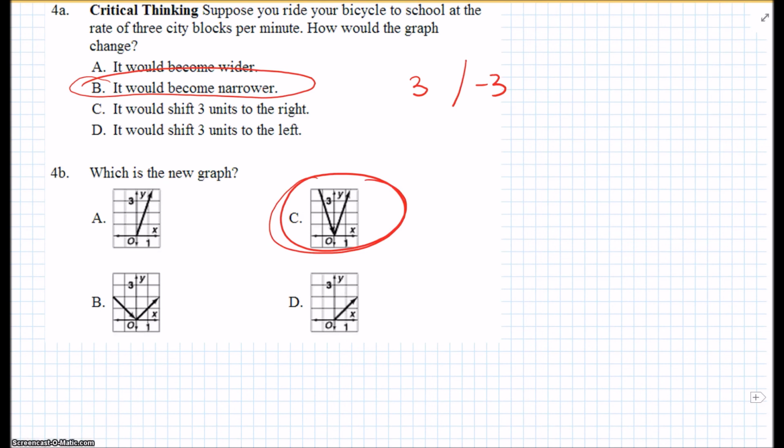Review this, work the problems, get used to understanding what to do with the equations.